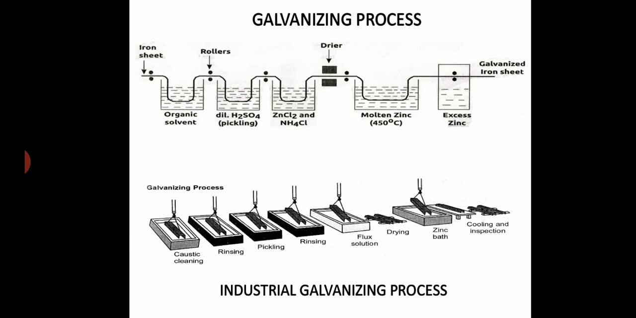So here one metal article is there. So what is done in industrial galvanization? Caustic cleaning is done, then rinsing, pickling, once again rinsing, then it is introduced into flux solution, then drying is done, then ultimately it is dipped in the zinc bath, then once again it is cooled. So this is the outline of the diagram. This is a very important 5 marks question. So this finishes your galvanizing process.